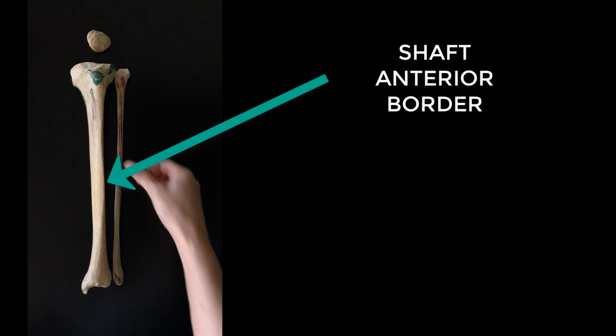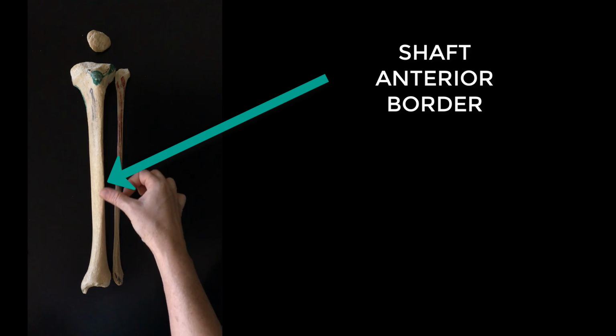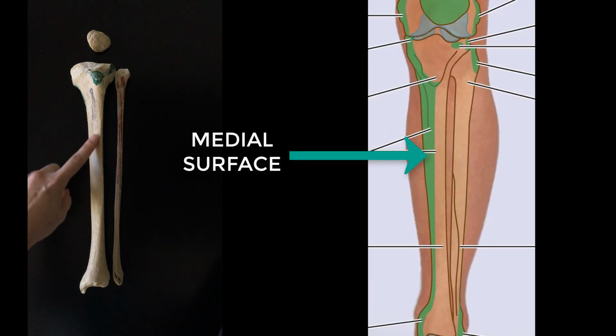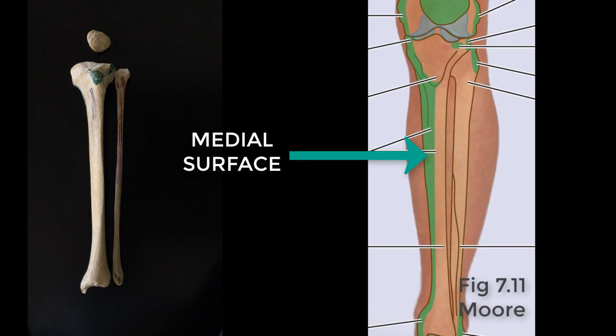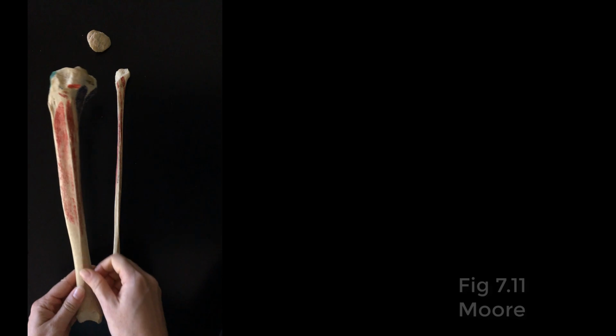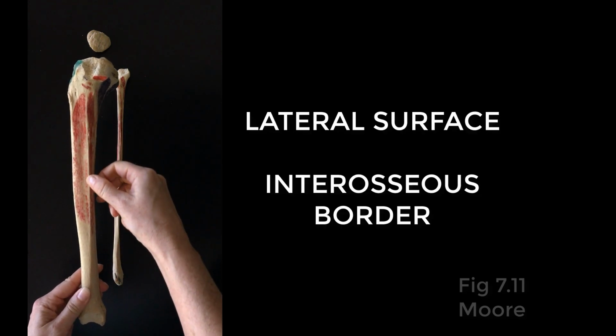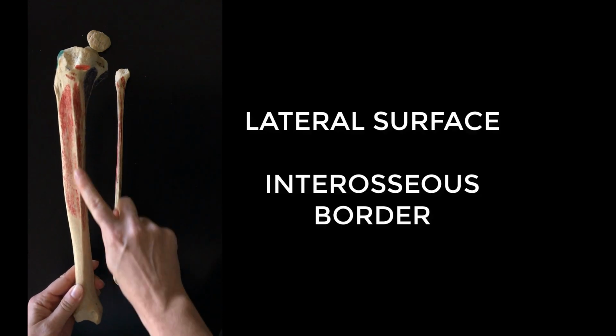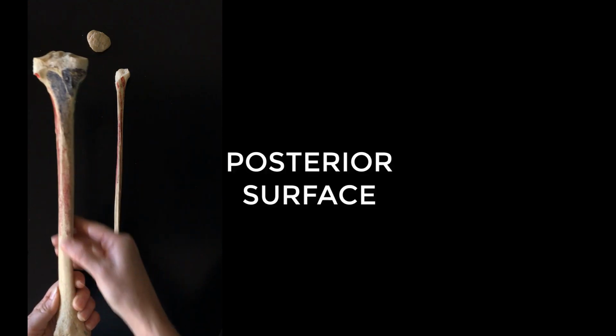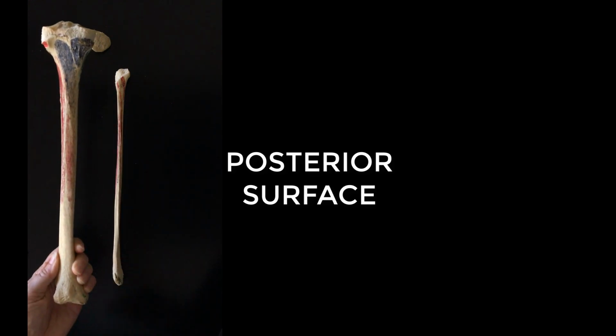And along the shaft, there's a very sharp anterior border, and that is the proper name for it. The medial border, which you can feel just under your skin, doesn't have much muscle mass over it, whereas the lateral surface, or the interosseous border, is a very sharp raised line, and that's because several muscles have their origin here. And then the posterior surface is very smooth.